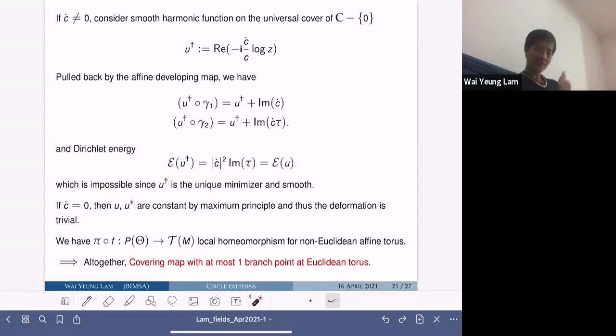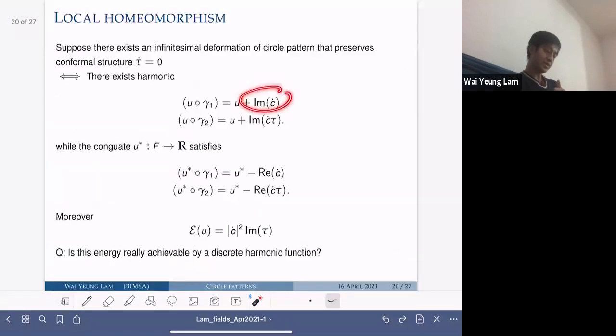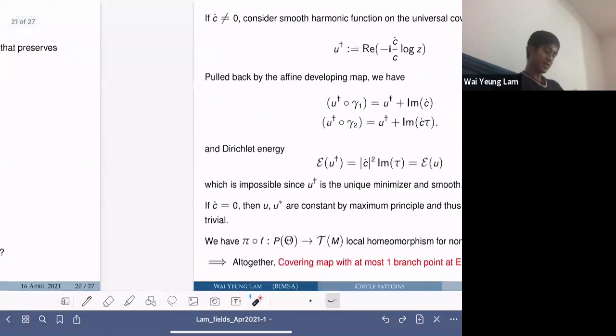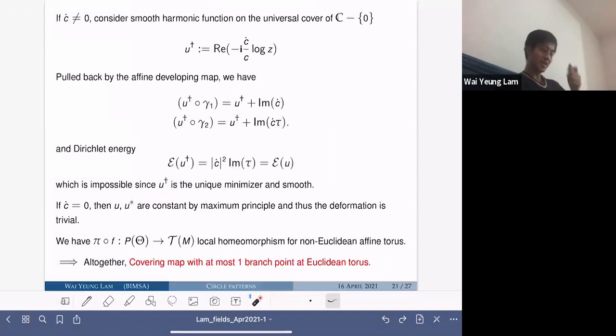The reason is that U dagger has the same period as U, so these constants are the same as this constant for U. But we know that U dagger is a smooth harmonic function. It should be the unique minimizer of the Dirichlet energy. But this U is piecewise linear, so definitely they are not equal.